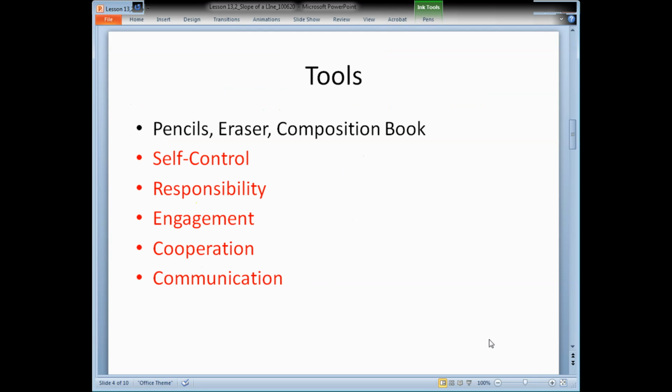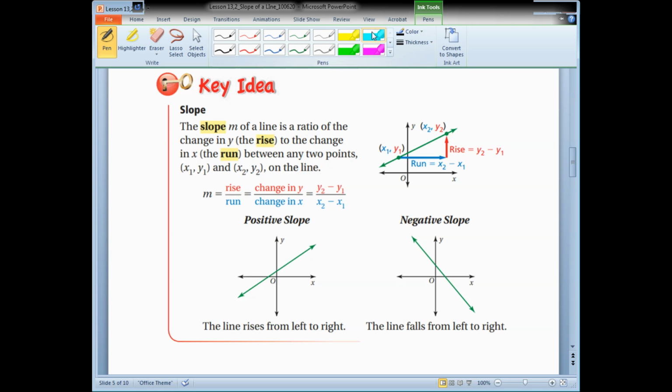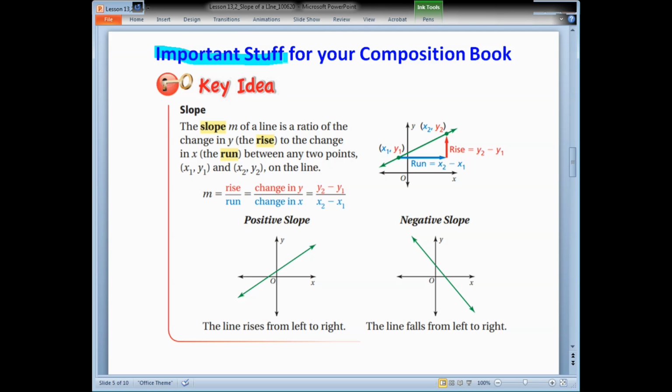Your tools, always need your pencil, eraser, composition book to take notes, and then the stuff in red, which we talked about in a previous video. Tools to help you be successful in the virtual learning world. I just made that up. Anyway, so important stuff for your composition book, right? This is important stuff. You can pause the video, screenshot, or copy it all down. Some students draw it in their composition books.